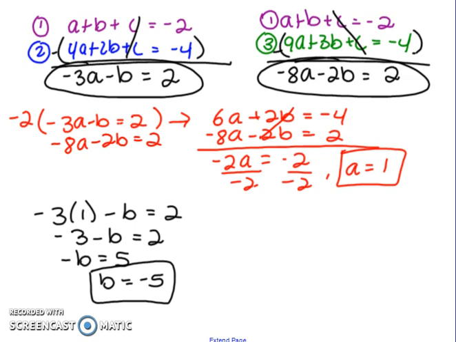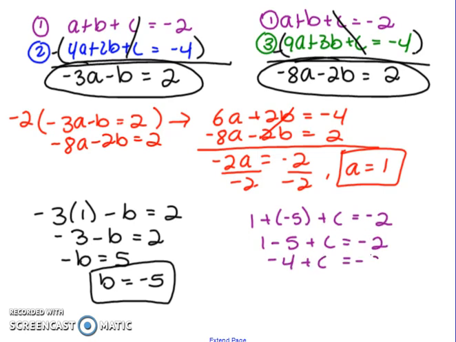Okay. And then from here, I'll go back to any of my initial 3 equations and plug it in. So I'm going to use the first equation. So a, which I knew is 1, plus b, which is negative 5, plus c is negative 2. So 1 minus 5 plus c equals negative 2. Negative 4 plus c equals negative 2. So c equals 2.